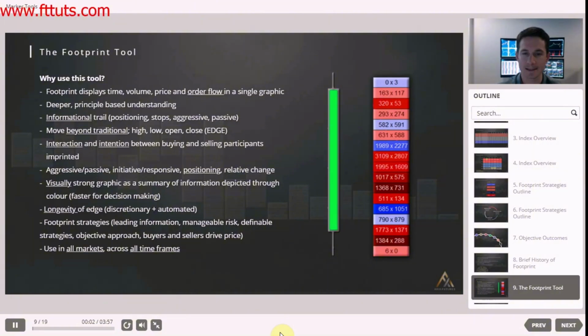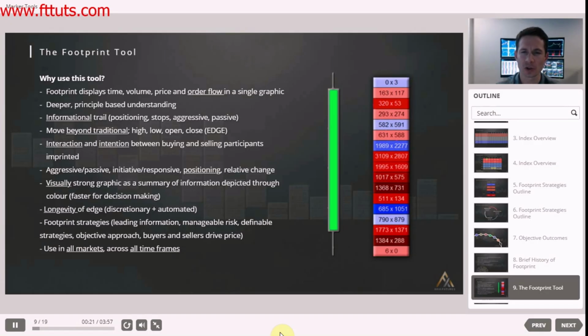We're going to spend the next slide talking about some of the most important reasons why you could consider adopting the footprint tool. To start off with, what you can see depicted in the slide is a traditional candlestick and to the right of it a traditional footprint one rotation.